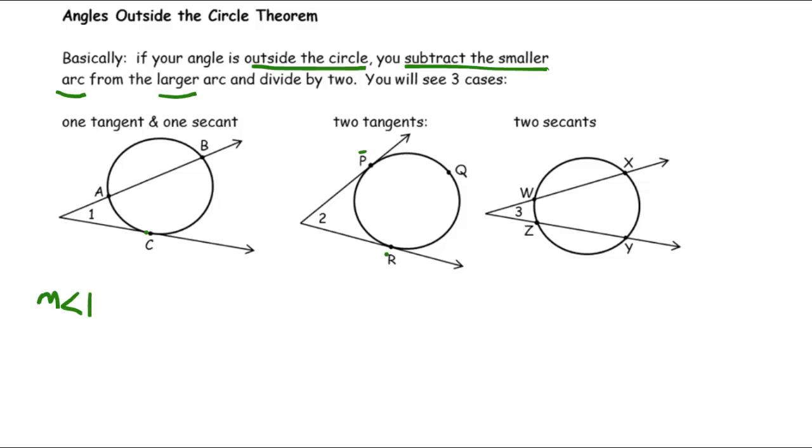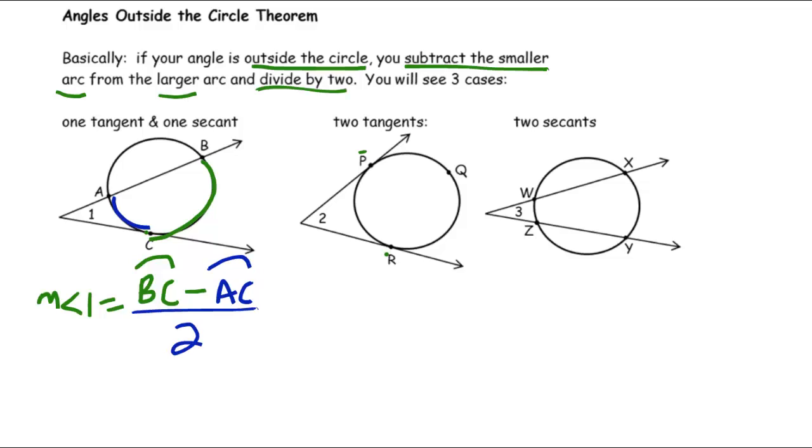If I want the measure of angle 1, I'm going to take the larger arc that angle intercepts, which is arc BC, and I'm going to subtract from it the smaller arc, which is AC, and then divide by 2. Okay, let's look at the next one.